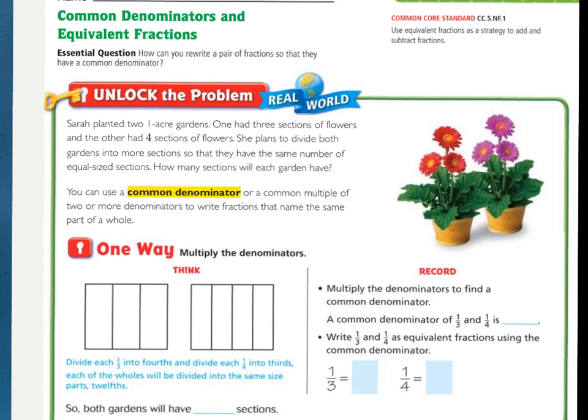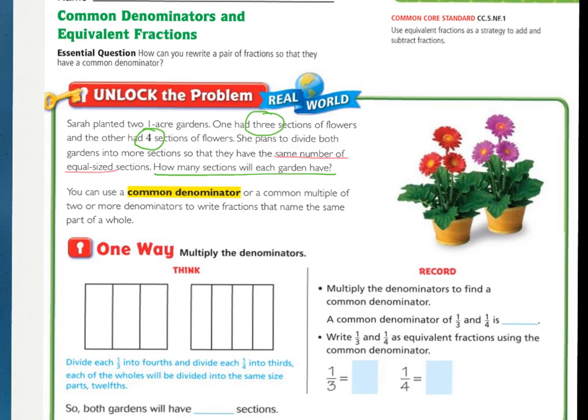Unlock the problem. Sarah planted 2 one-acre gardens. One had 3 sections of flowers, and the other had 4 sections of flowers. She plans to divide both gardens into more sections so that they have the same number of equal-sized sections. How many sections will each garden have? Press pause, underline what you're being asked to find, and circle the important numbers. Remember, the numbers are sometimes written as words.